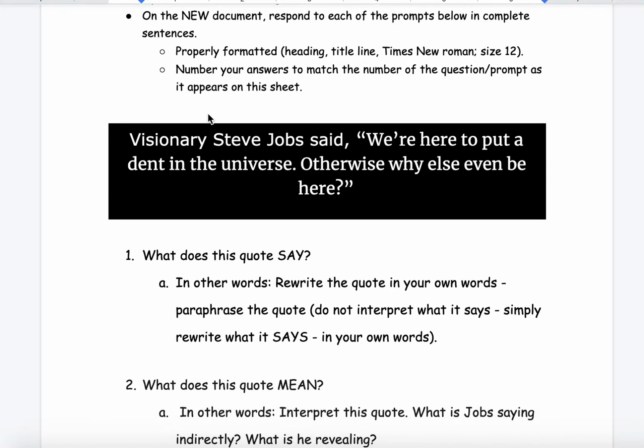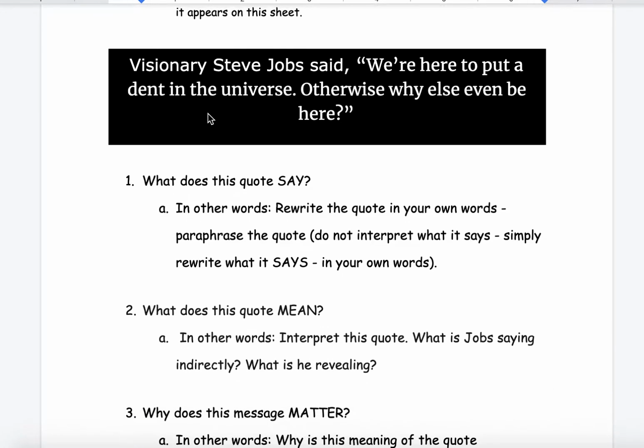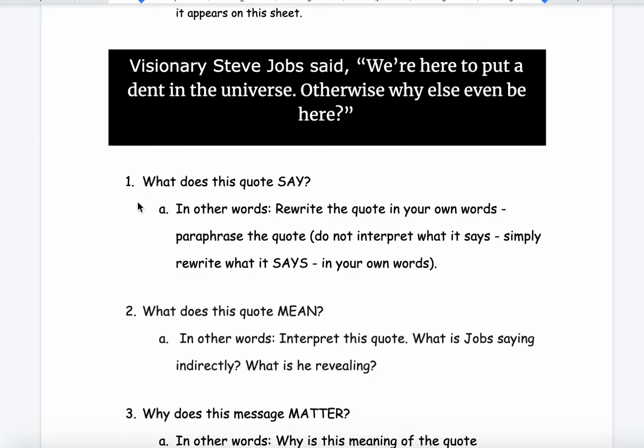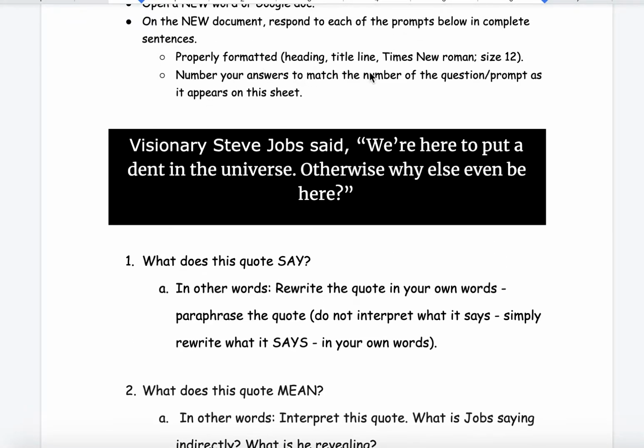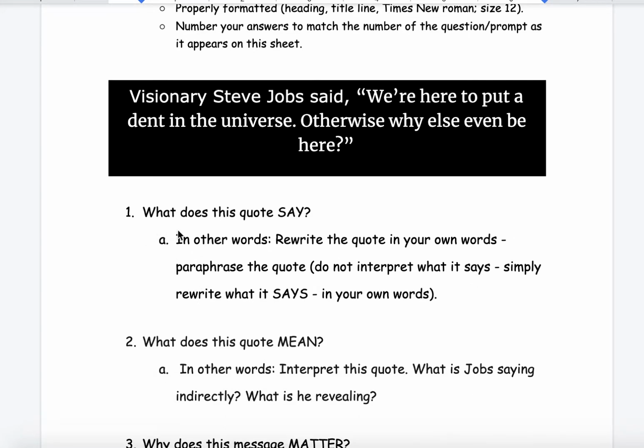Okay, so here's your assignment. This is the quote. You are responding to this quote and sharing how you believe and providing an example. Visionary Steve Jobs said, "We're here to put a dent in the universe. Otherwise, why even be here?" You will number your paper, as it says, number your answers to match the number of the question as it appears on the sheet. You don't have to write the question.